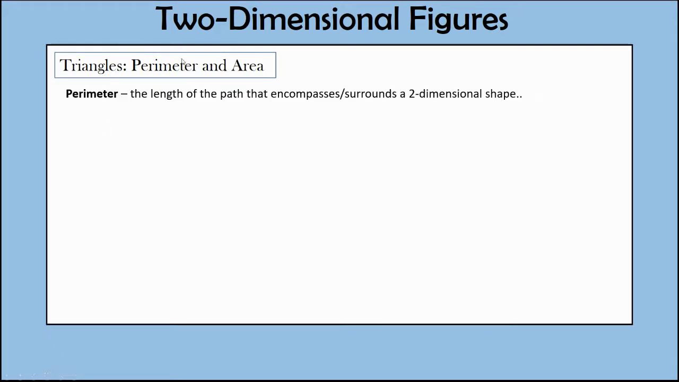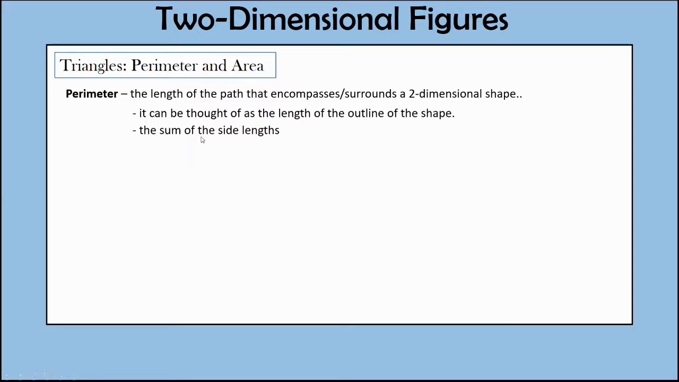And before I get into the specifics of this, let's talk about what we're going to work on today, which is perimeter, area, and then a little later, actually tomorrow, we're going to do more circumference, which is for circles. So perimeter by definition is the length of the path that encompasses or surrounds a two-dimensional shape. It can also be thought of as the length of the outline of the shape. And essentially what we're going to do is take the sum of the side lengths to get the perimeter of a shape.